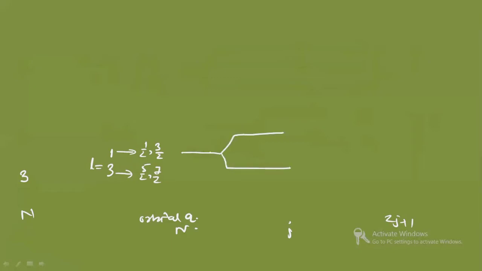So this way we will do. The greater one is 3/2 and the smaller one is 1/2. Next, again we will do it for L equals 1, so the splitting will be somewhat of this type. The greater one is 7/2, it will be below, and 5/2 will be here.